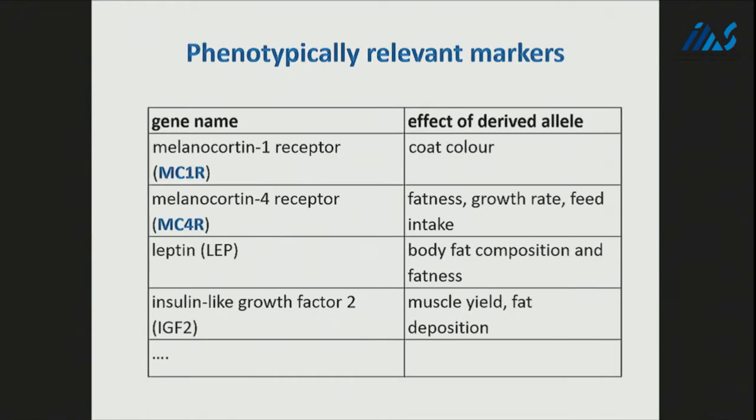So we selected, together with our colleagues from the animal breeding department, a list of 18 different regions and candidate genes. On the top, you see the MC1R gene, responsible for coat color. We also looked at a sister gene, MC4R, which has nothing to do with coat color, but with fatness, growth rate, and feed intake. We also looked at a variety of others, but I'll only talk about results from these two genes.